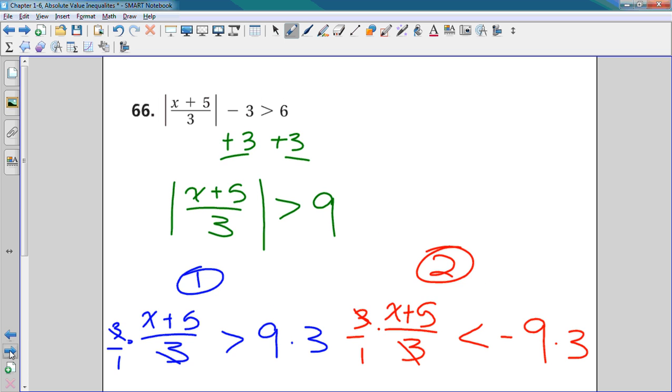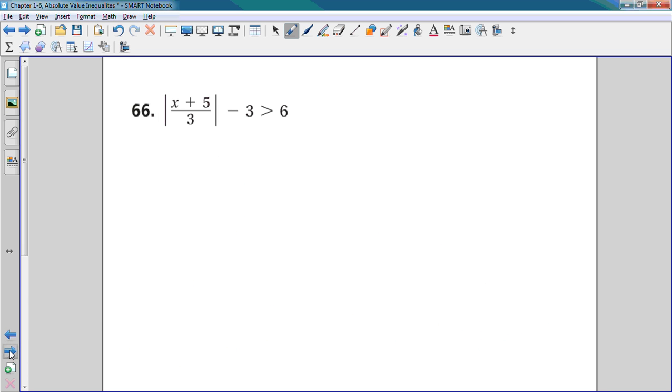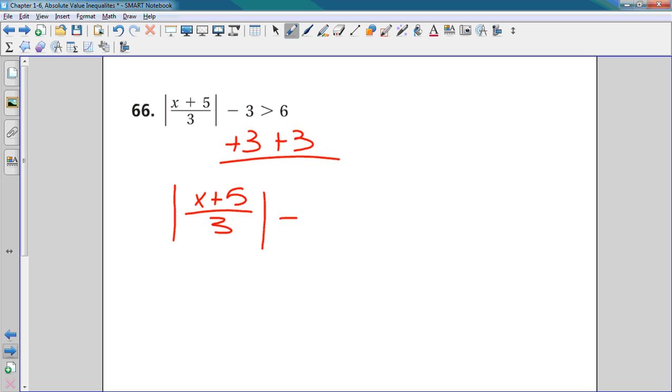Let's move on to another one. First things first, step one, isolate the absolute value. So I'm going to add 3 to both sides. I'm going to have the absolute value of (x plus 5) over 3 is greater than 9, because 6 plus 3 is 9. Now, look at it. Is it even possible? Yeah, because I have positive numbers and 9 is a positive number, and we're talking about numbers that are greater than 9: 10, 11, 12. None of them are negative. So yes, this is definitely possible.